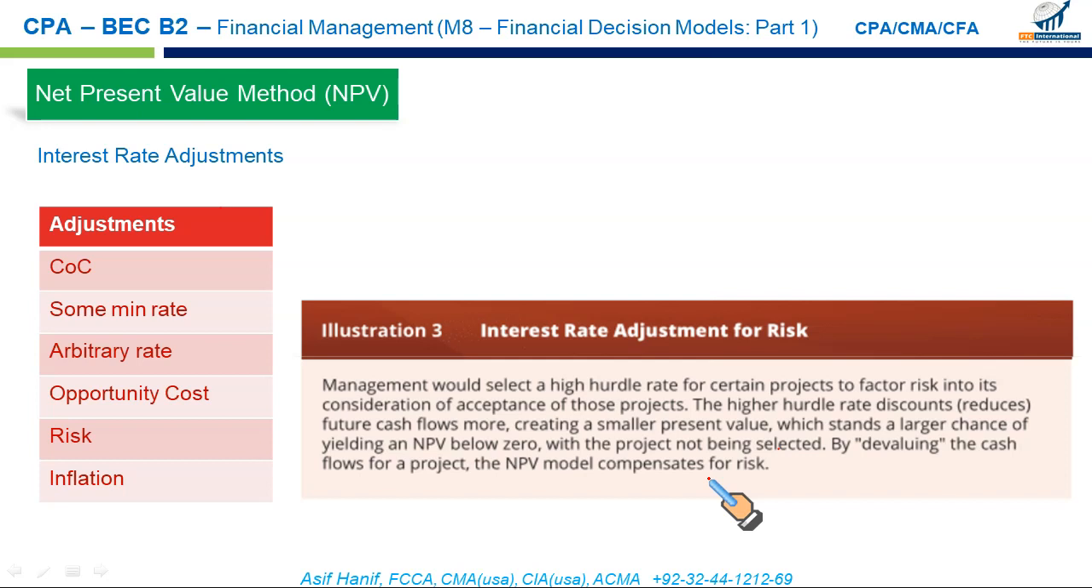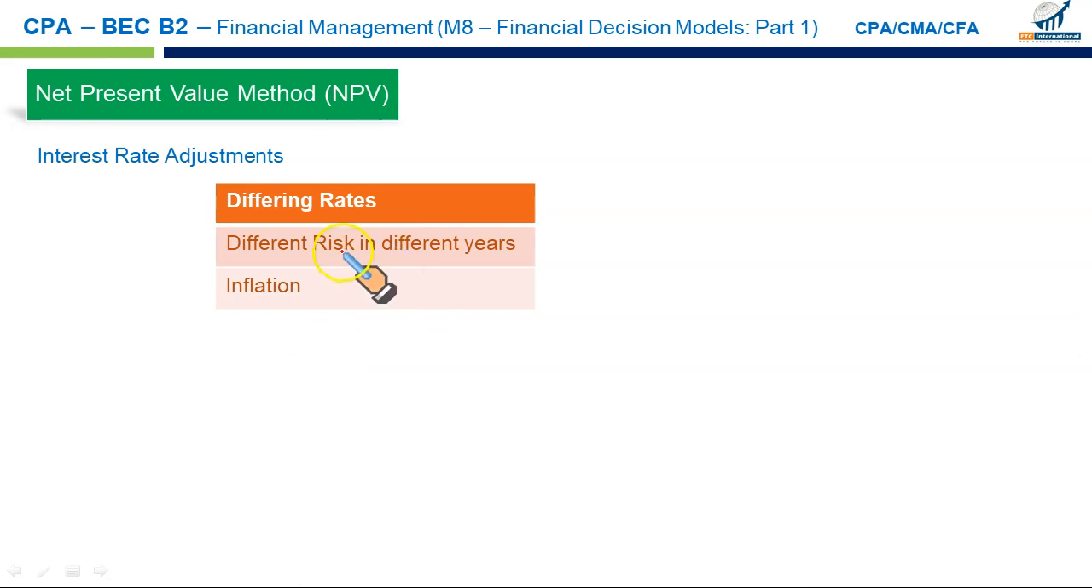So the key point to remember: when the project is risky, the discount rate must be higher so as to compensate for the high risk. The project must return more cash, and if the project has less risk, then we can use a lower discount rate as well. Yes, this is also an important point to remember.